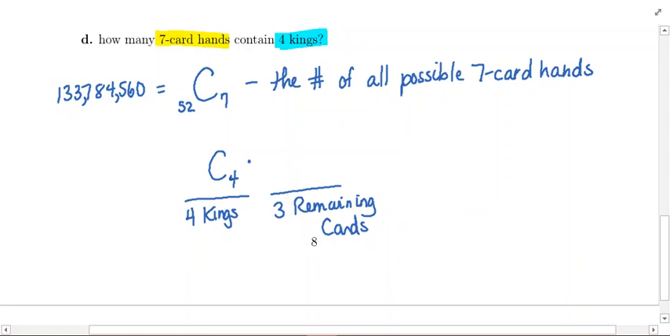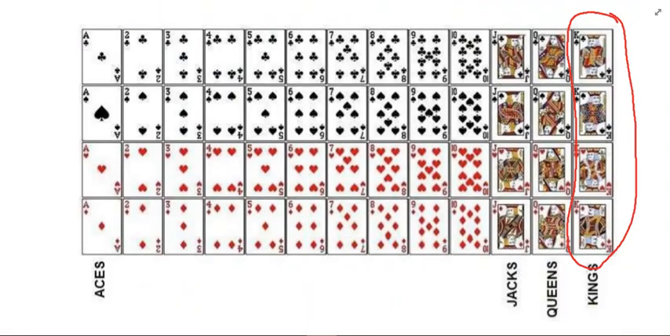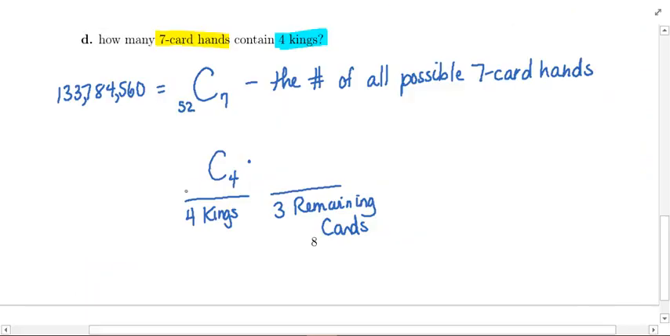What is the greater set that these kings are coming from? To ensure that you get all the kings, the greater set is going to be the set of all the kings. There are only 4 kings, so from the 4 kings, you're choosing all 4. That's how you're going to handle the kings, and that's going to ensure you get all 4 of them in your hand. Again, there are 7 cards total in the hand. Only 4 of them are kings. You still have to deal with the other 3.